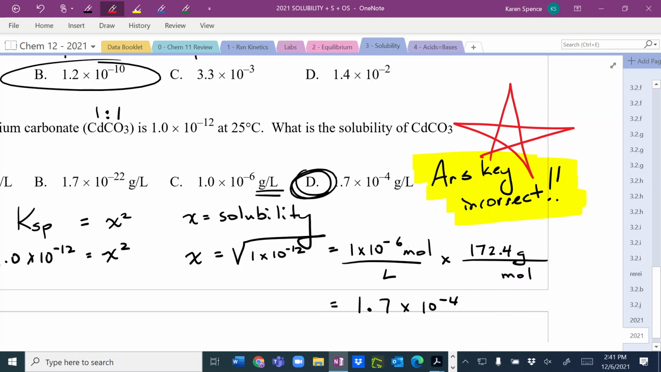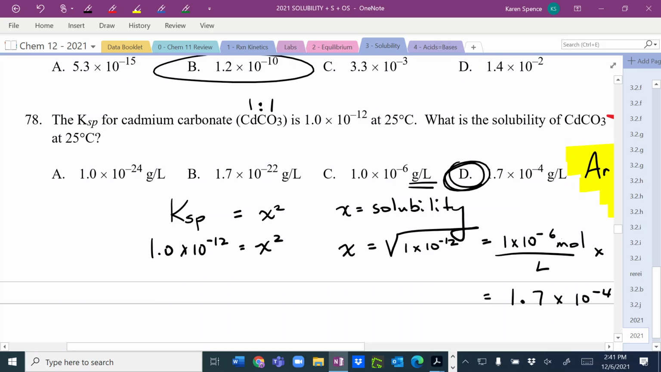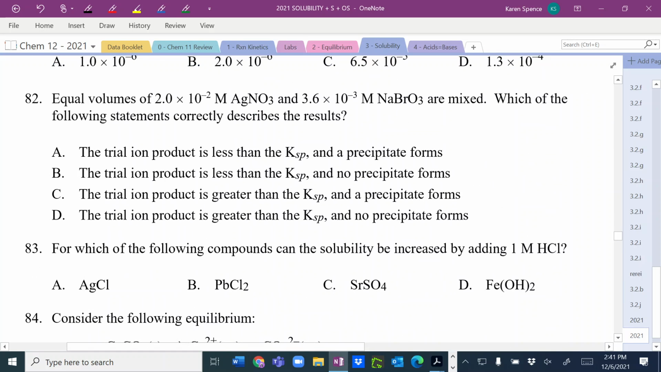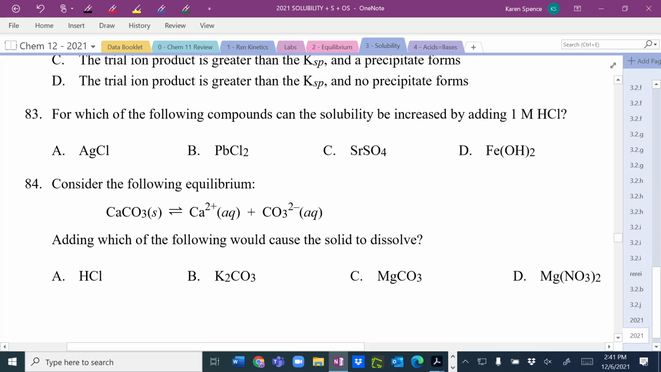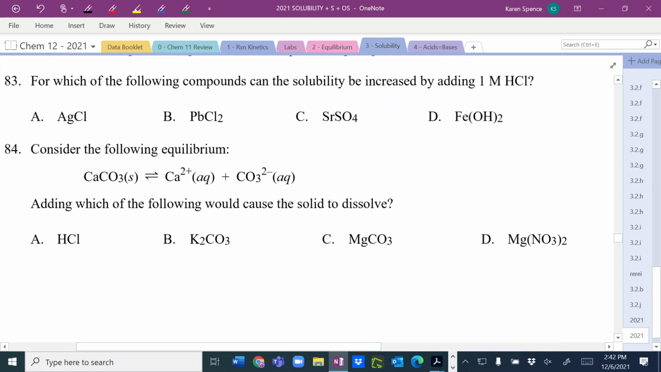Okay. That was number 78. Now we want number 84. Which of the following would cause solid to dissolve? Oh, this one is tricky. I can do 85 as well, yeah.